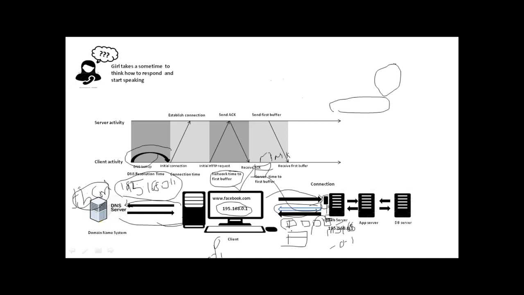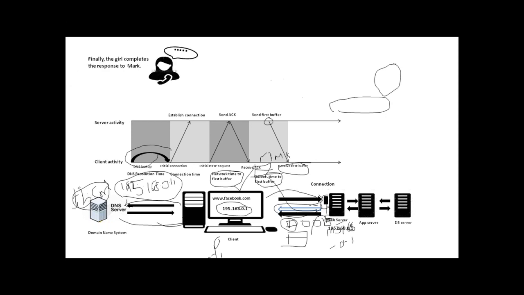As soon as the client gets that first packet, the server has started sending the response and the client has received that first packet, that time is server time to first buffer. Then the server continues to send all that response, and the client receives the complete response, the last byte of it. Now the whole response has been received by the client. The client has received all the bytes.